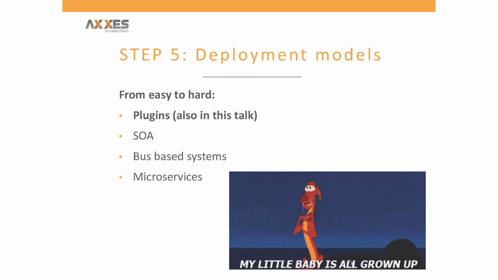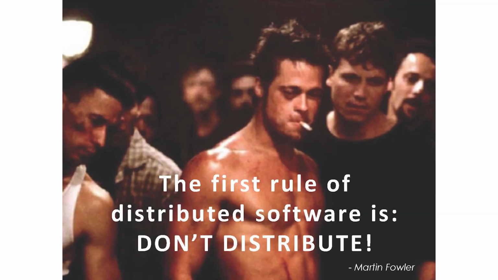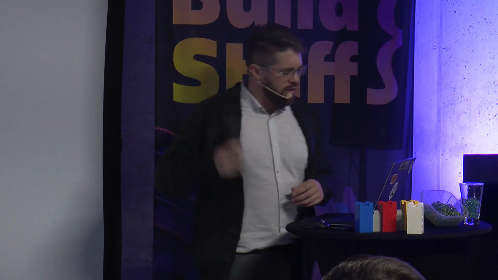And when you arrive at this point that you really understand this, then you can start looking at other deployment models. For me, this is something that a lot of people jump in way too early. Like things like doing plugins, doing service-oriented architecture, bus systems, microservices, and so on. Because you will just make another mess of that if you don't understand all the principles that go into these services. I'm paraphrasing Martin Fowler, but he said that the first rule of distributed software is don't distribute. He phrased it differently, but it matched Fight Club, and I like that movie.